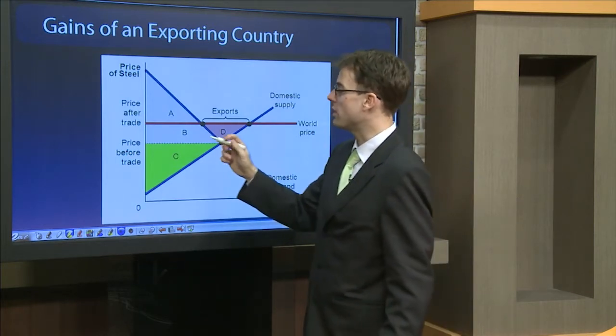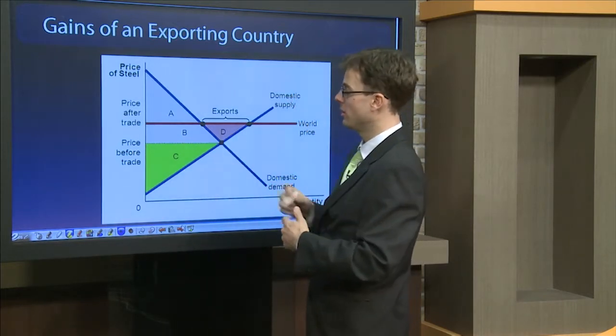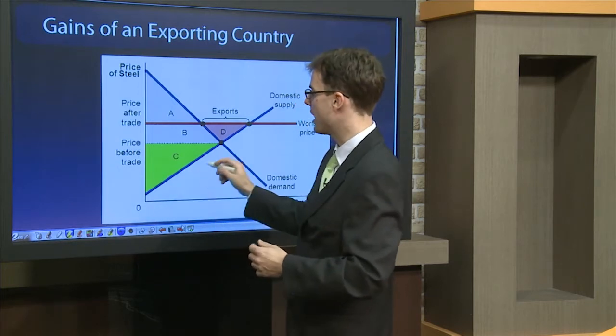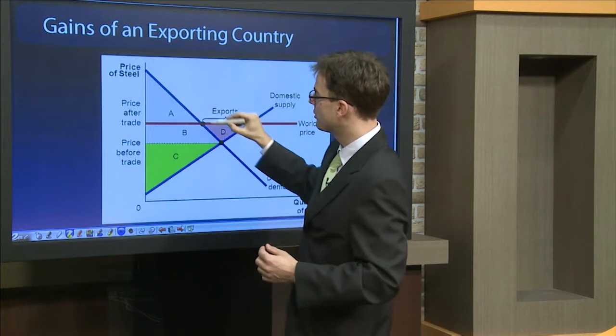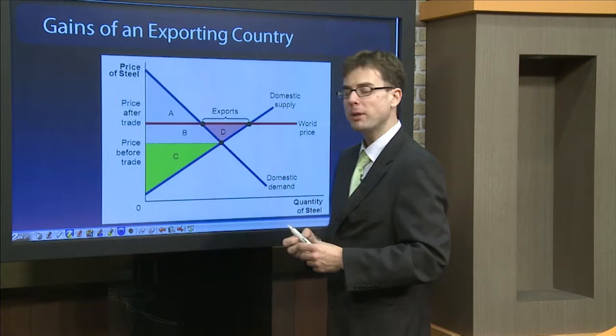Okay? So now if we compare the solution in the domestic market without trade, and remember, without government intervention, we only have producer surplus and consumer surplus. So this triangle to the left of the domestic equilibrium is the total surplus.